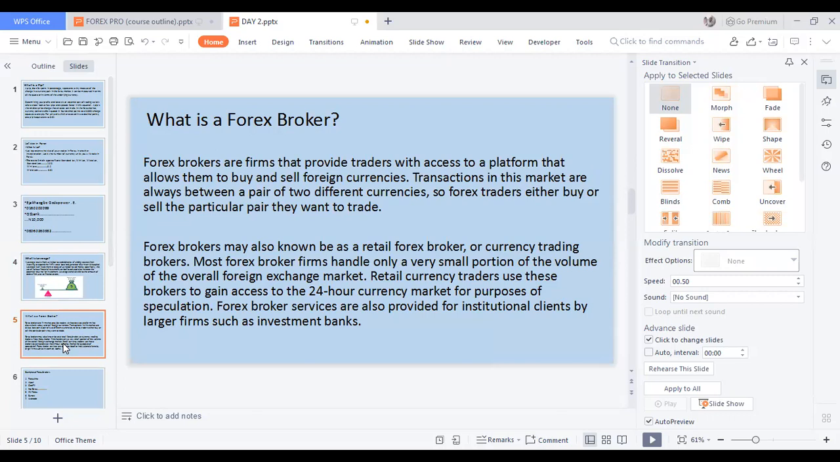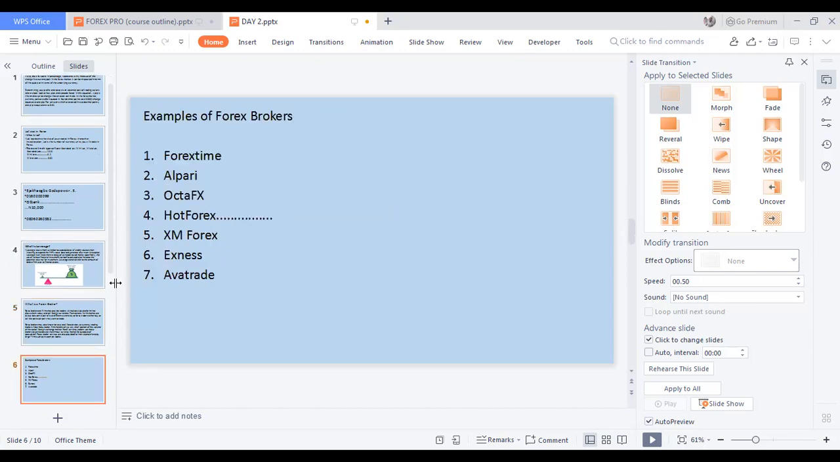Now, let me explain something. Brokers are those people that give us the platform which we use to trade the forex market. What platforms do brokers give to us? They give us MetaTrader 4 and they give us MetaTrader 5. Let us see an example of brokers.